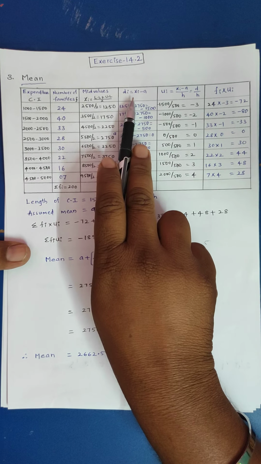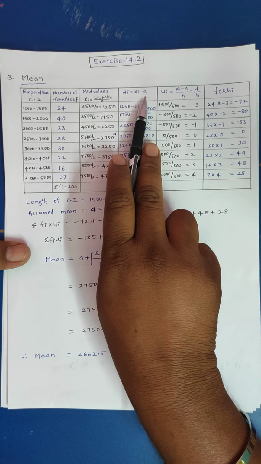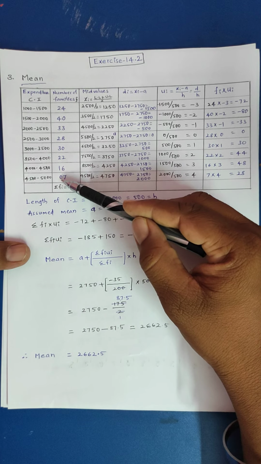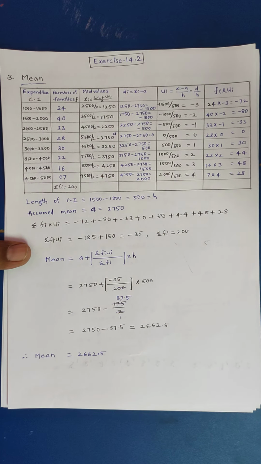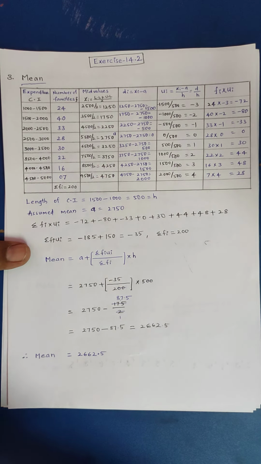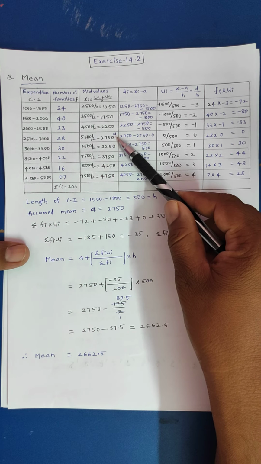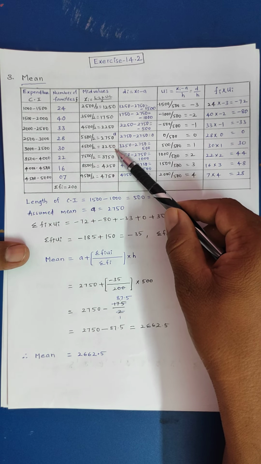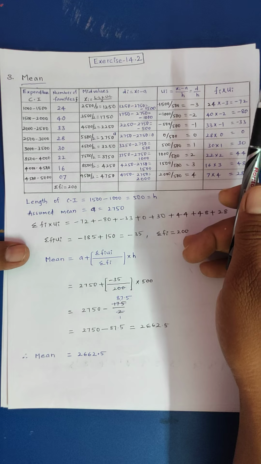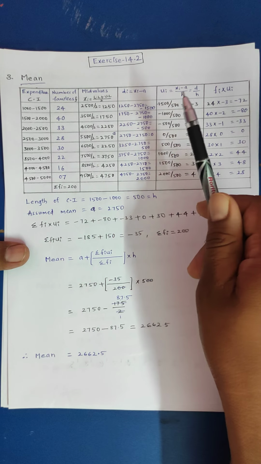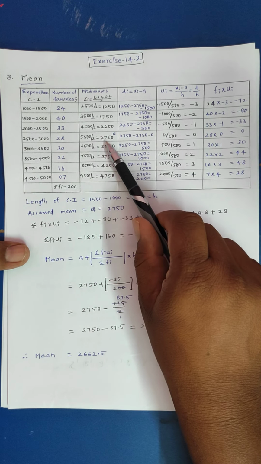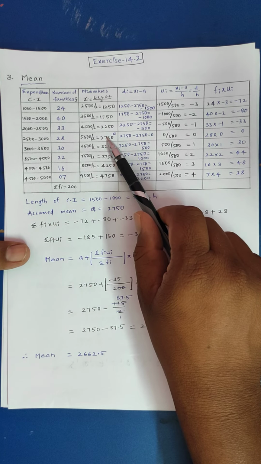Now deviation is class mark minus assumed mean. In this data there are 1, 2, 3, 4, 5, 6, 7, 8 class intervals. In these 8 class intervals, which is the middle class? To find the assumed mean, we can take the 4th class interval mid value or the 5th class interval mid value as the assumed mean. In both cases we will get the same answer. This time I took the 4th class interval, 2750, as the assumed mean.